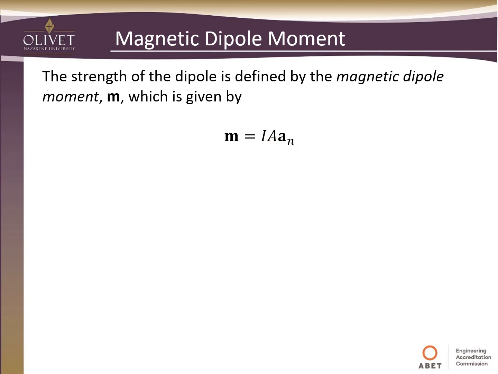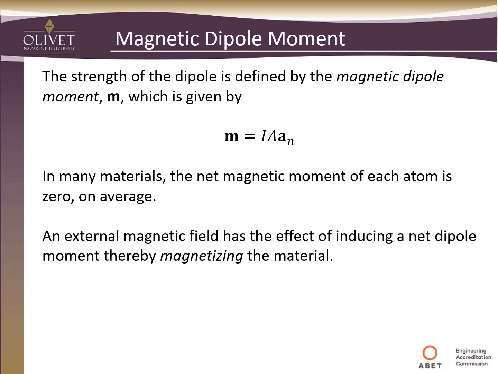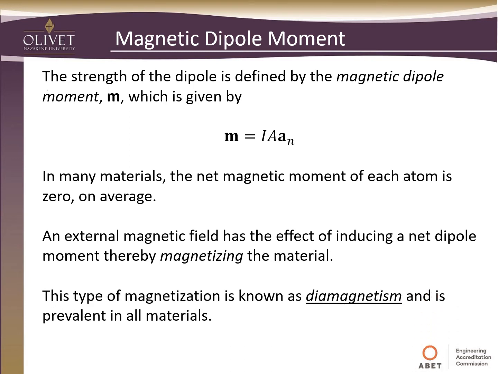So this is just on the molecular level. So in many materials, the net magnetic moment of each atom is 0 on average. An external magnetic field has the effect of inducing a net dipole moment, therefore magnetizing the material. So they start to make these things line up. This type of magnetization is known as diamagnetism, and is prevalent in pretty much all materials to some degree or another. Now, granted, there are many materials where it's almost 0, but then there are others that when you get them near a magnet, it will magnetize the material.